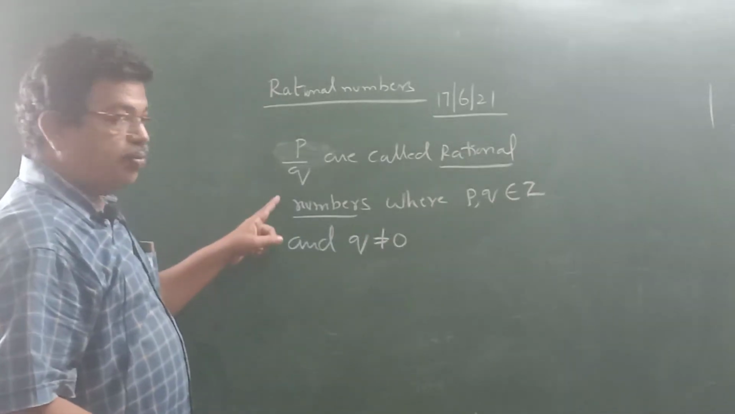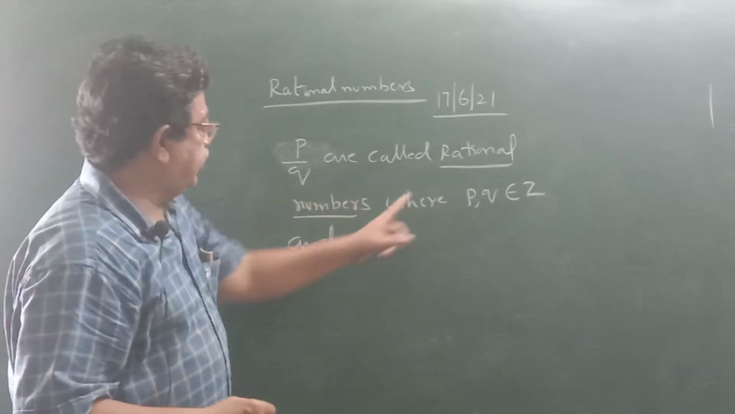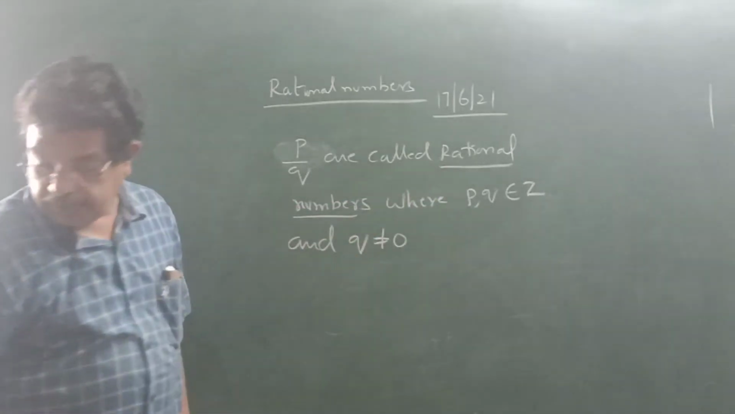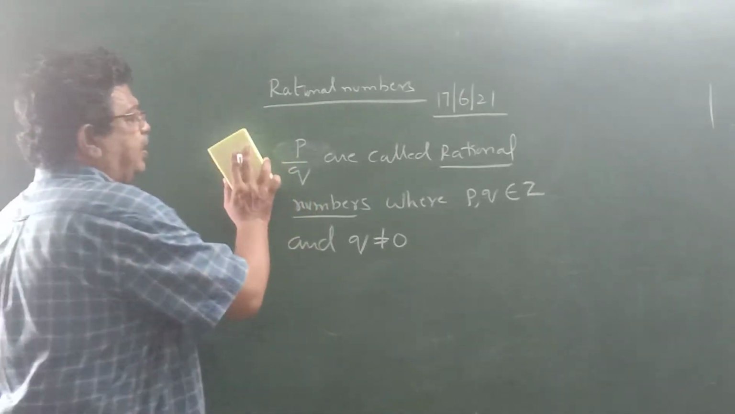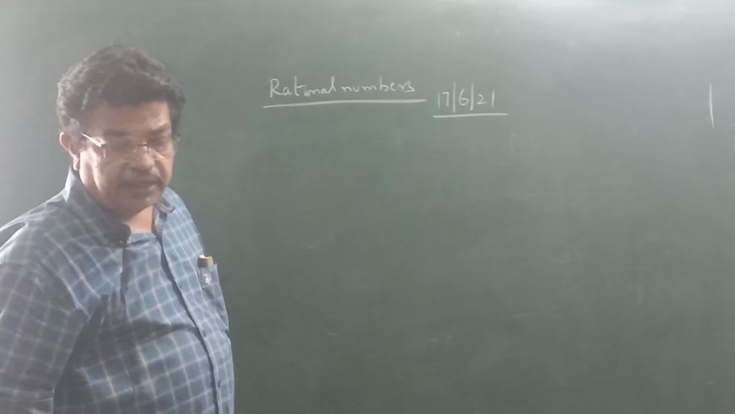Numbers of the form p by q, where p and q are integers and q is not equal to 0, are called rational numbers. And we learned their properties with respect to addition, subtraction, multiplication and division.